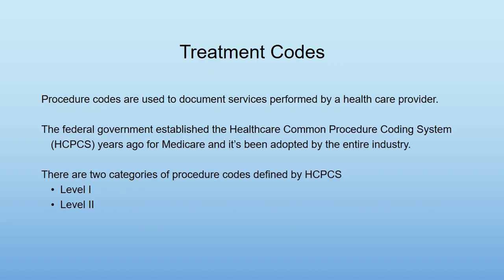Treatment codes. The procedure codes or treatment codes are used to document the services performed by a healthcare provider on a patient. The federal government established the Healthcare Common Procedure Coding System, that's abbreviated as HCPCS. That sounds out as HCPCS, so if you ever hear the term HCPCS, that's what that means. HCPCS was established years ago for Medicare, and it's been adopted by the insurance industry ever since. There are 2 categories of procedure codes defined by HCPCS: Level 1 treatment codes and Level 2 treatment codes.